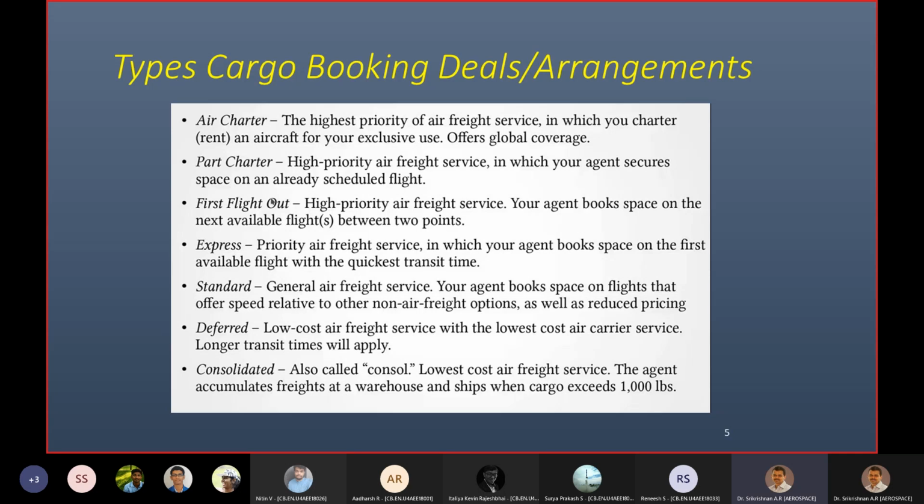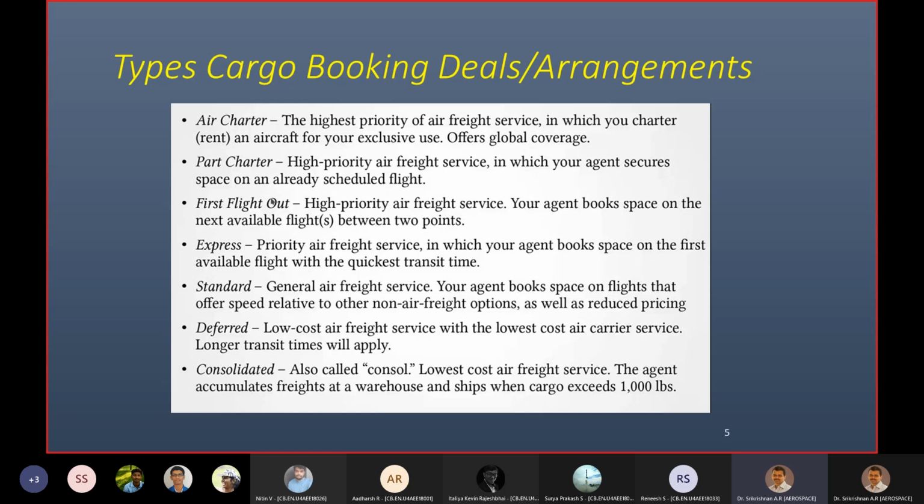This is a low cost, so the priority goes down actually. Low cost freight service with the lowest cost air carrier service. Longer transit times will apply. So transit times will be higher, may have stopovers in between. The flight may not be available for the next several hours, or maybe a day or so.